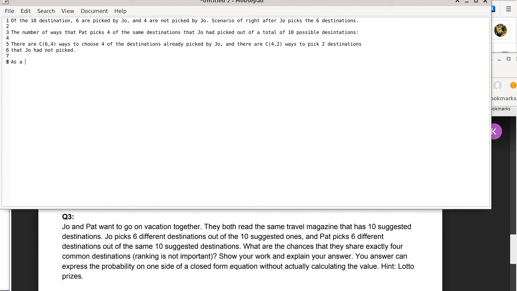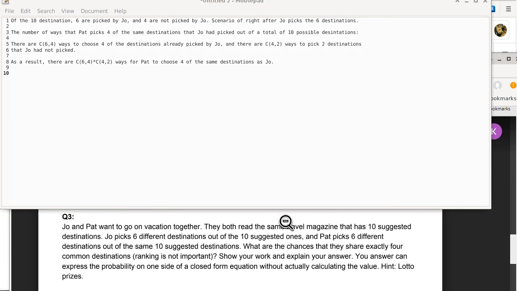As a result, there are C(6,4) times C(4,2) ways, the product, for Pat to choose four of the same destinations as Joe. There we go. So that is the answer, and I basically provided all the reasoning as well.